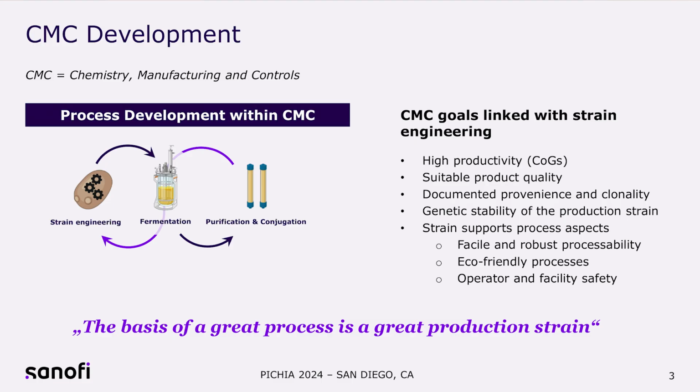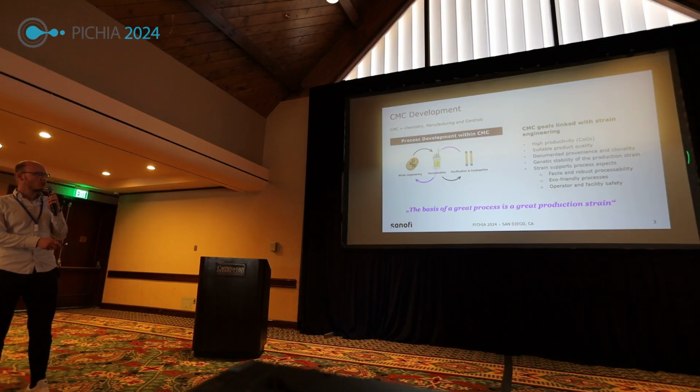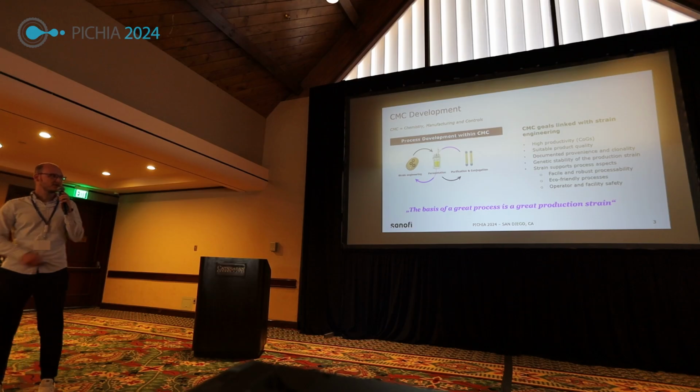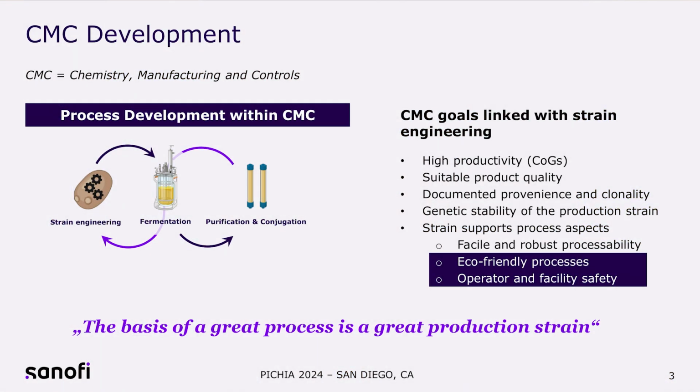Some of the typical goals that are linked with strain engineering are high productivity, a driver for COGS to a certain limit at least. We want to reach suitable product quality. We want to have documented provenance and clonality documentation for the strains that we are using for commercial production. We want to ensure genetic stability of the production strains, and there are also some aspects associated with strains that support process aspects, for example, facile and robust processability. And also on the strain level, you can already influence that you have eco-friendly or operator- and facility-safe processes.